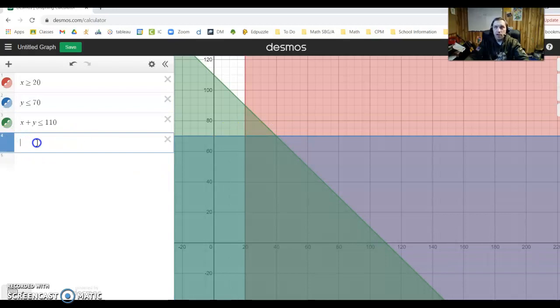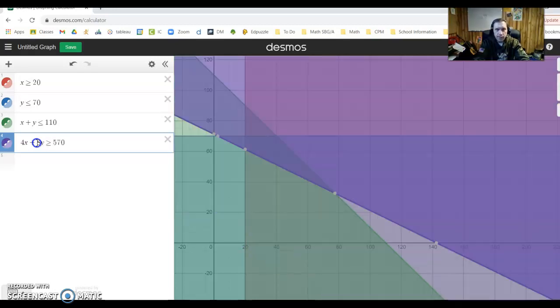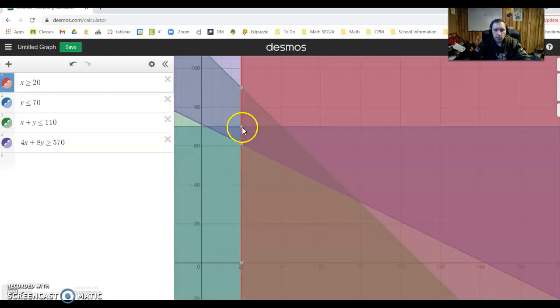So let's put in our money equation, right? It says $4 times each student plus $8 times each adult has to be over, right? We have to make at least this much money, so it's greater than or equal to $570. And so now we have this major overlap, and you can see where each of these graphs go. So I can eliminate that, and you can start to play around with this and see how each of those affect this situation.